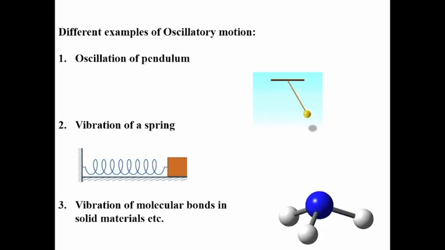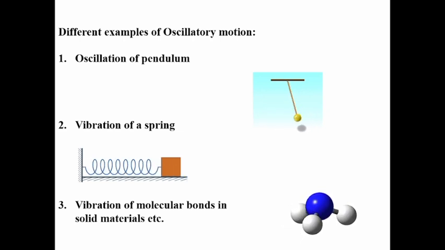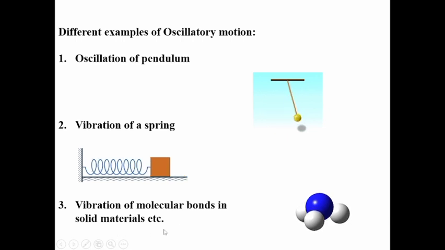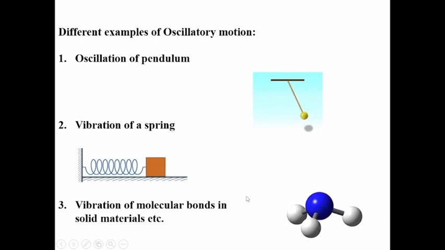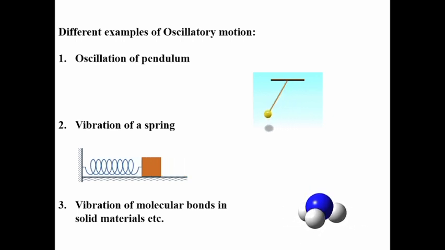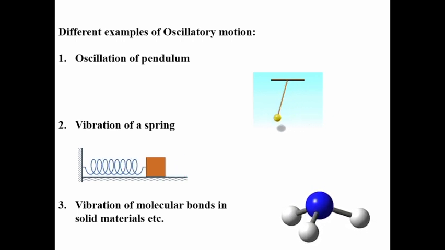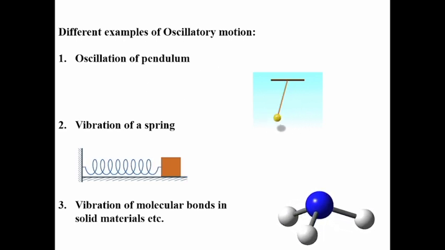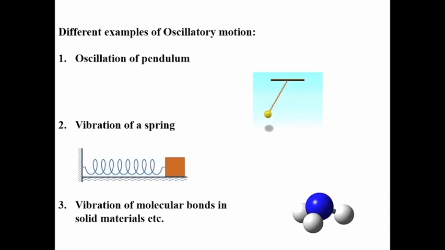Now these are different examples of oscillatory motion. One is the oscillation of this pendulum, vibration of spring, vibration of molecular bonds in solid materials. So today I am ending here. In the next class, we will discuss the oscillation of pendulum, then simple harmonic motion, damped vibration, forced vibration.